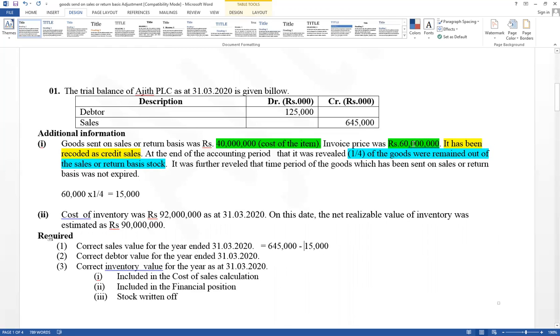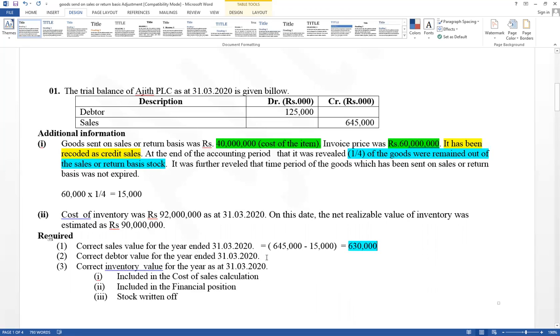Recorded already 60,000 as credit sales. It is included in debtors and sales, but 1/4 is not sales. 1/4 equals 15,000. That value should be removed from debtors and sales. Therefore, the correct sales value can be calculated as 630,000. This is the correct sales value. Values in 1000.